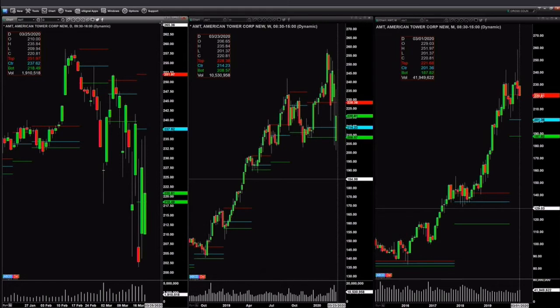218.49 is the bottom of its daily profile. Price managed to close above it yesterday, and that's good. It's trading above it today, so 2 days above that is going to suggest that price would move to 237.62. Well, if you take a look at what today's high is, 235.84, so it's close to that.